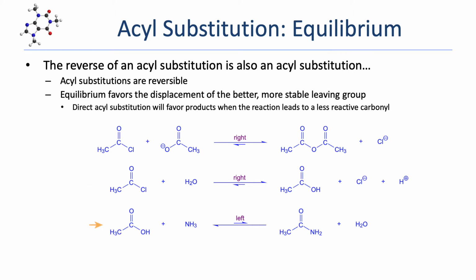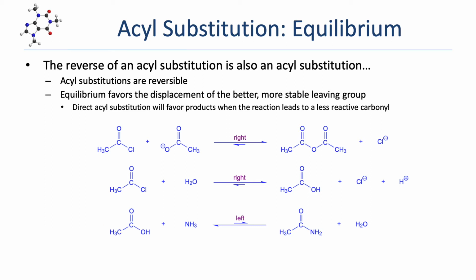In the third reaction, we have a carboxylic acid reacting with ammonia to give an amide and water. In this case, the reaction will essentially fail, equilibrium greatly lying to the left, favoring the reactants. We can predict this because the amide on the right is more reactive than the carboxylic acid on the left, and equilibrium will favor the side with the less reactive carbonyl type.